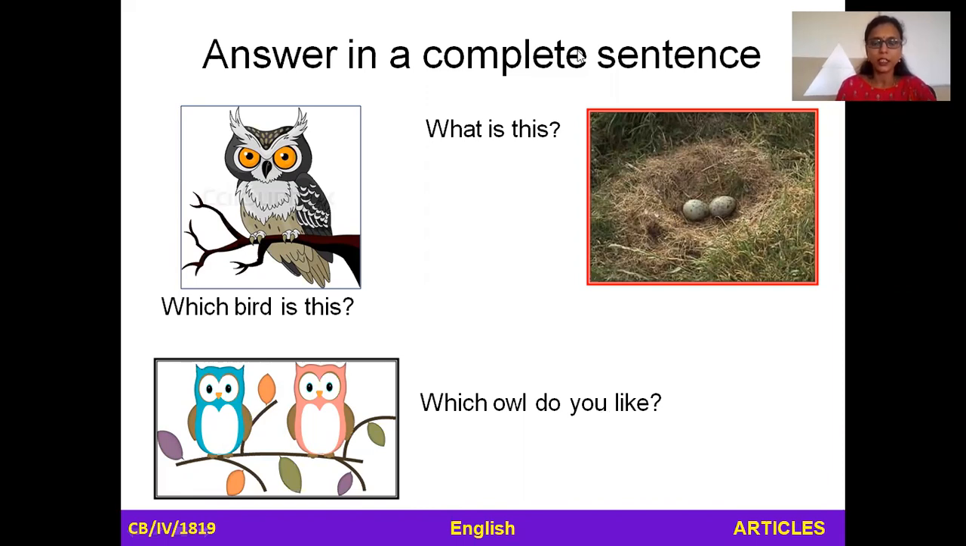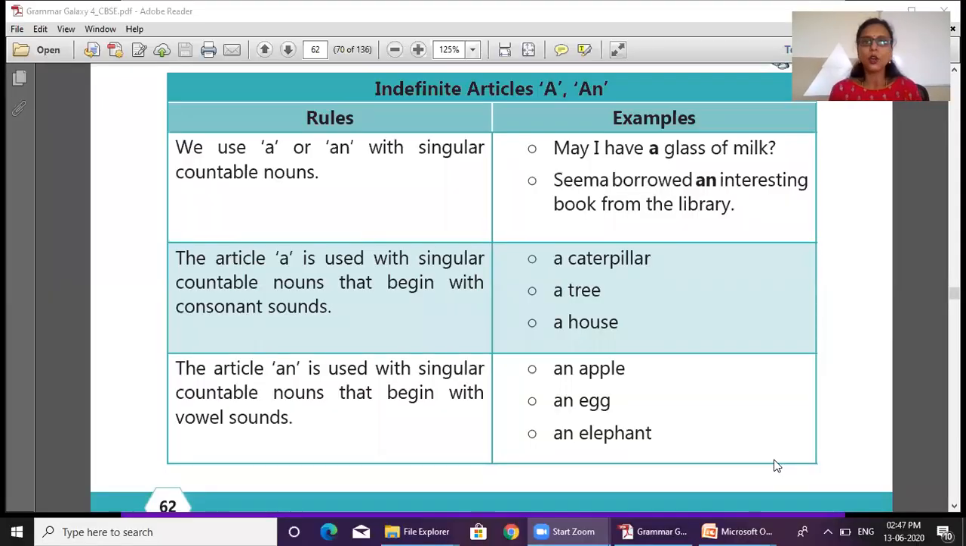Okay. Let me show you something. Yeah, here it is. Sorry for that. Here are the rules which have to be followed while using articles. Firstly, we will look at the rules of a and an, indefinite articles. Okay, look at the rules.